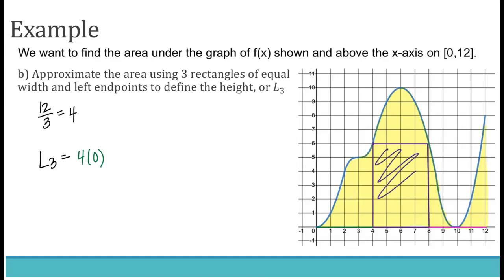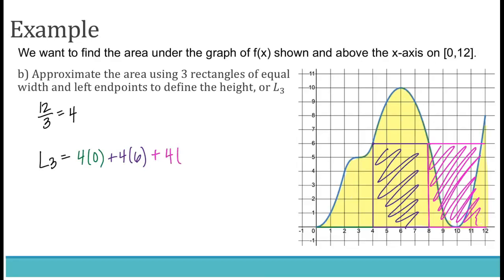So my rectangle there has a base of 4 and a height of 6. And the last rectangle here, the left side corresponds to the x value 8. So I'm going to go ahead and find the function's output, the y value at the x value 8, which is also 6 again. So that's going to define the height over that last interval from 8 to 12. So that last rectangle also has a base of 4 and a height of 6.